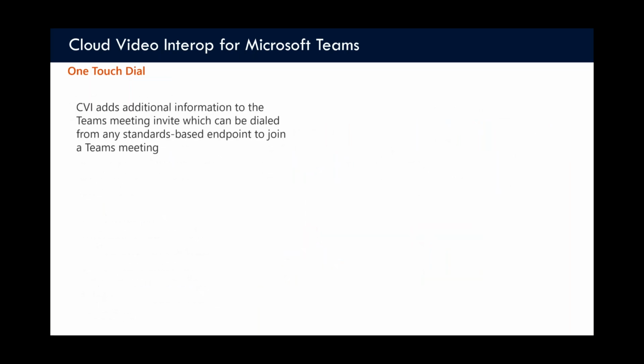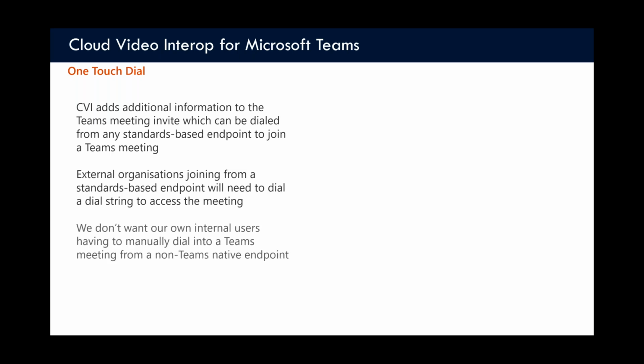Moving on to one-touch dial. So as you've seen, Cloud Video Interop adds additional information to the Teams meeting invite, which can be dialed from any standards-based endpoint to join a Teams meeting. So once I get that invite, if it's been sent to me and I'm from another company, and I'm clever enough to walk up to my Cisco endpoint and know what to do with dialing that string and putting the code in to get into the meeting, happy days. I can do that. External organizations will have to do that.